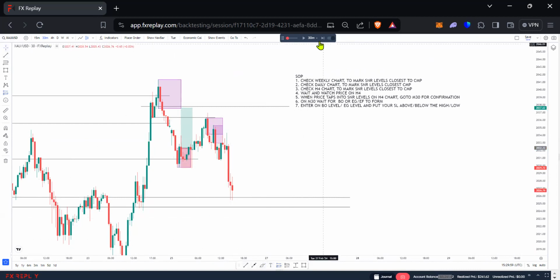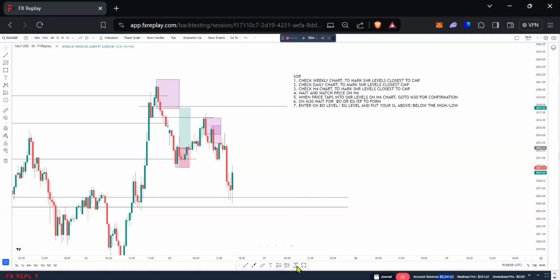So now let's wait for our M30 engulfing or breakout. Oh, so do we have an engulfing? Yes, we have an engulfing. This is our engulfing. Okay, so do I want to buy? Yes. So where will be my target? Remember this H4 level, right? This will be my next target.